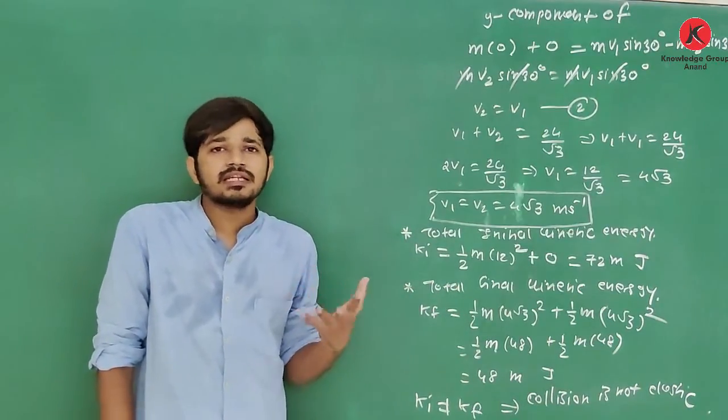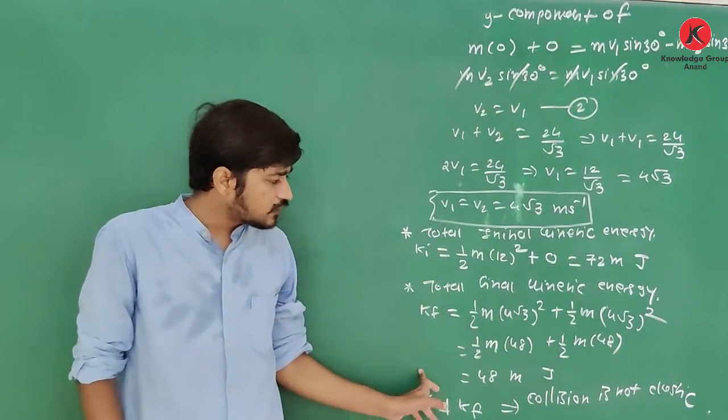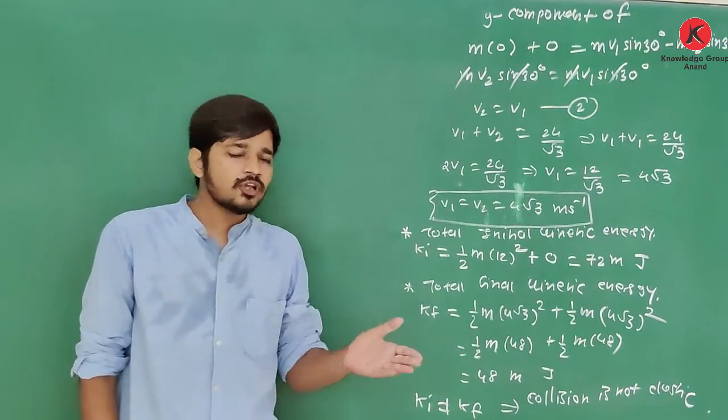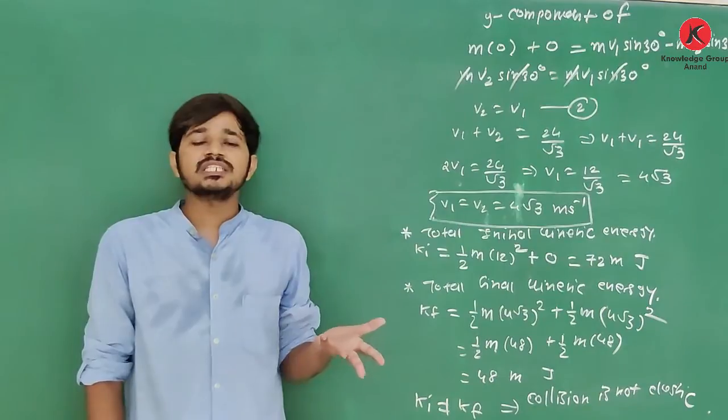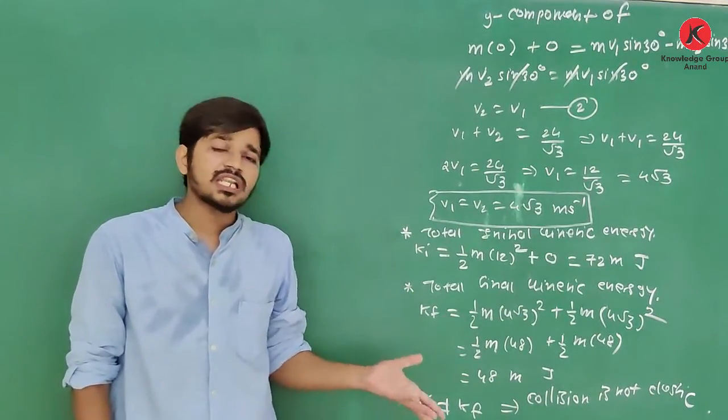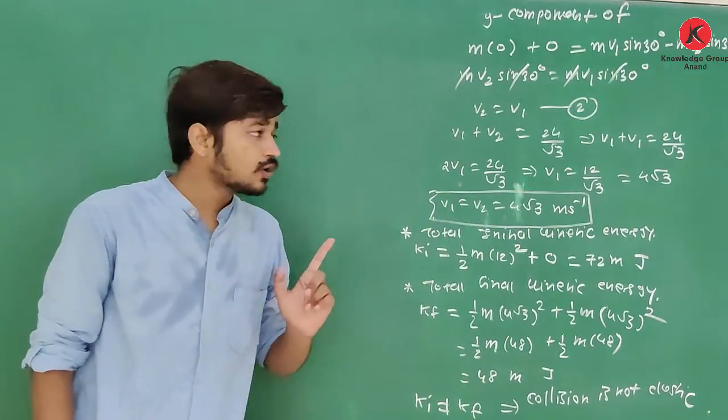How to find whether collision is elastic or not? You have to find total energy before collision and after collision. If they are same, it is elastic collision. If they are not, it is not elastic collision. Clear about this?